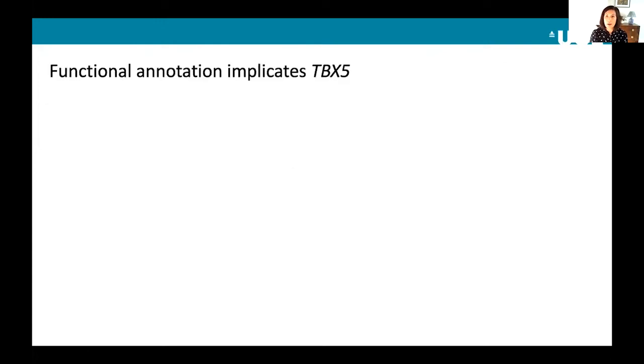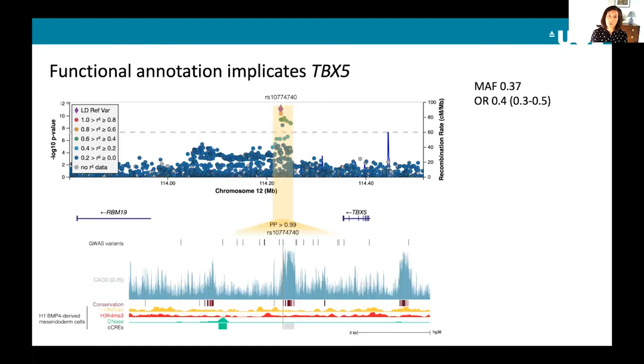So having fine mapped these regions and identified the likely causal variants, the next key questions are: what are these variants doing? Which genes are they affecting? And what are their functional relevance? Focusing first on the most significant variant in chromosome 12, you can see here this is a LocusZoom plot with our lead variant seen as a purple diamond. Just remember that this is a common variant with a protective effect.